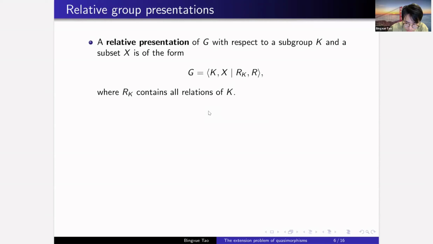Here, all relations of K means that you can take it to be any word like this, which equals 1, which equals the identity in G.